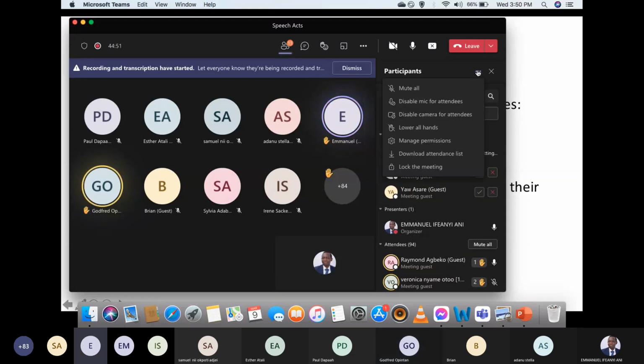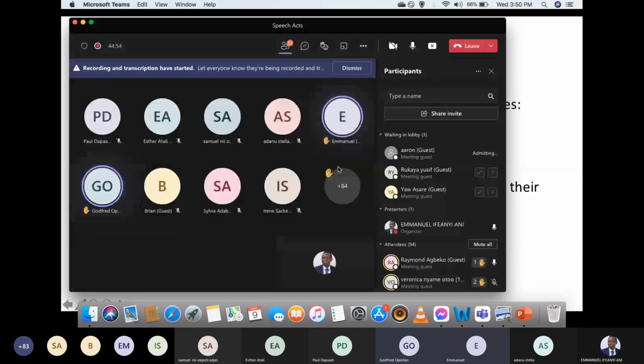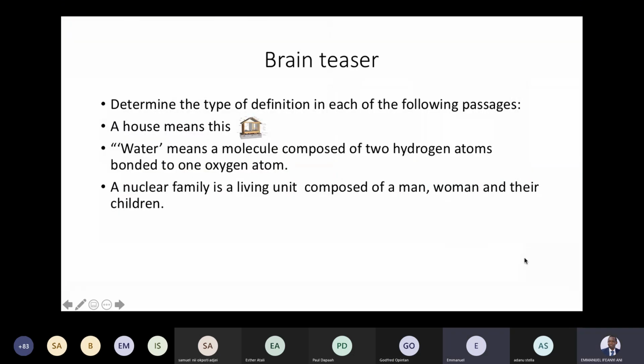Stipulative definitions. Come again. Stipulative definition. The definition points to the picture of a house without describing the house. Ostensive definition. Okay, so that's correct. Ostensive.